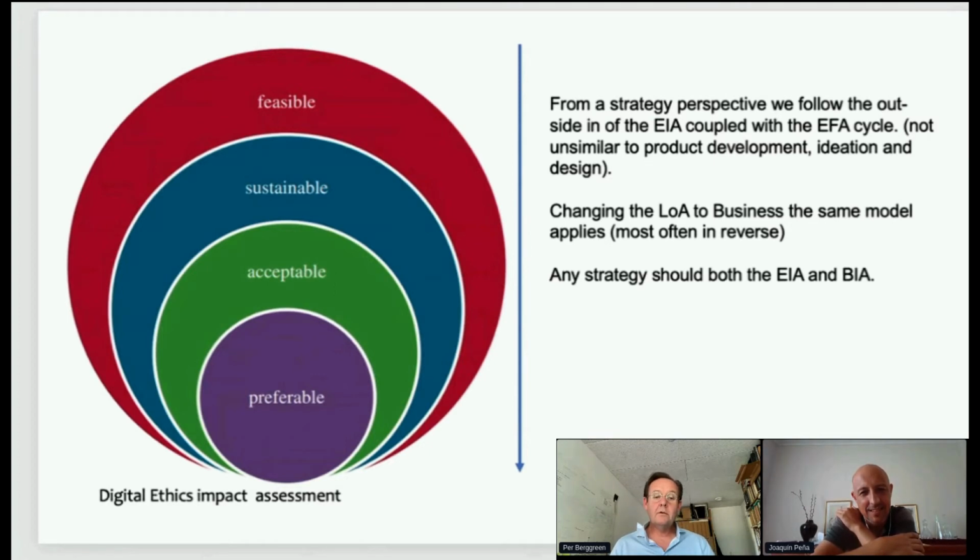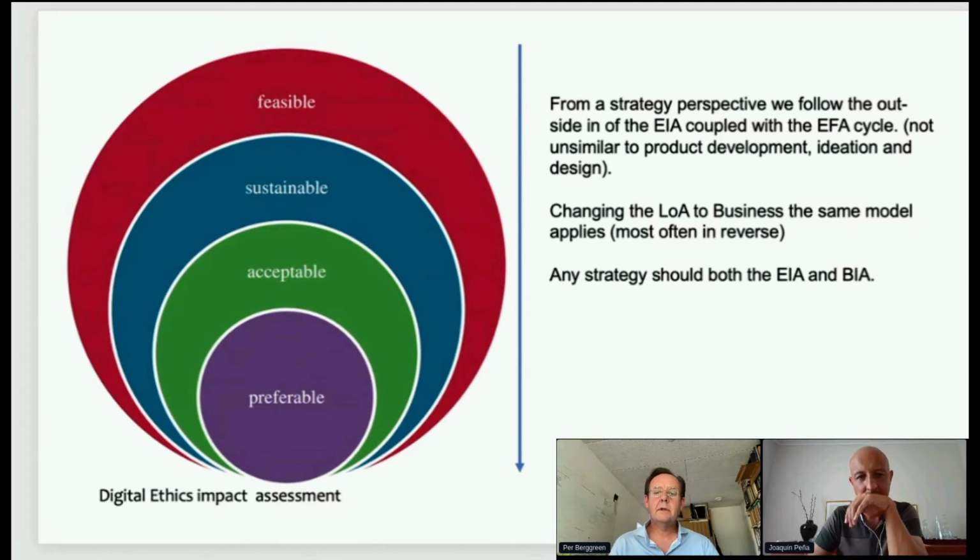When we move in now to the ethical impact assessment, I think if we look at it really pragmatically, so this particular model as a view from product development, ideation, or design, or service design, or whatever we want to do, and we can shift the level of abstraction or the perspective we lay upon this model in different ways. We'll see that in the end.